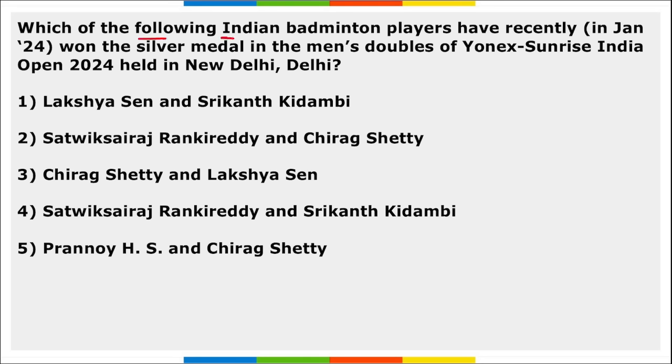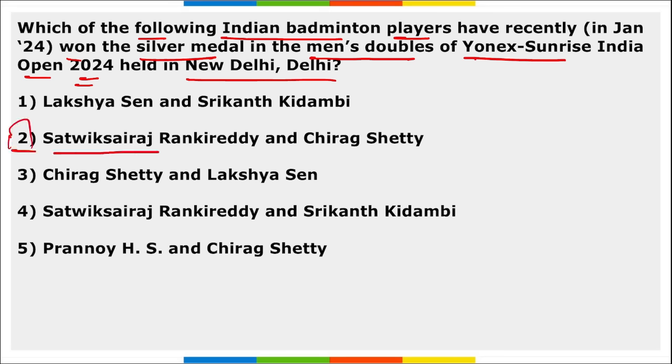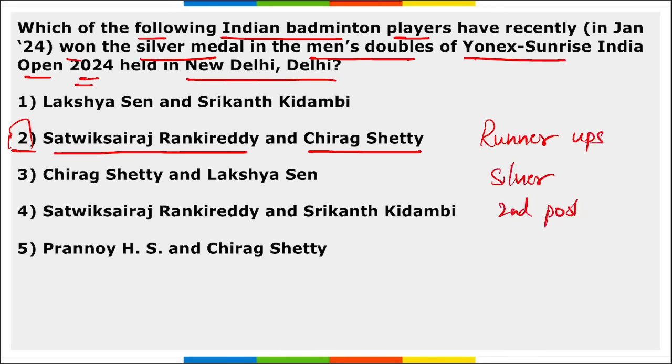Next, which of the following Indian badminton players have recently won silver medal in the men's double of Yonex Sunrise India Open 2024 held in New Delhi? So what is the name of those Indian players? They are Satwiksairaj Rankireddy and Chirag Shetty. Right, they were runner-ups. Runner-ups, that means silver medal, that is second position, correct? And this Yonex Sunrise India Open was held in New Delhi from 16 to 21st of January.